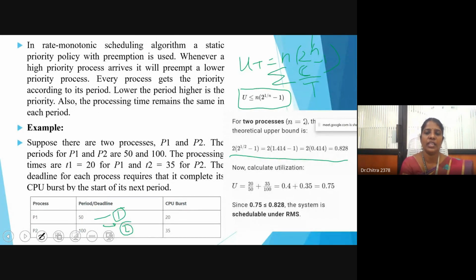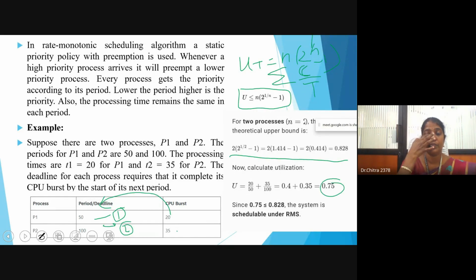Calculate this value. Here the summation is 20 by 50. 20 is C for the first process and T for the first process is 50. Hence, I have calculated 20 by 50 plus 35 by 100. If you calculate the value, you will get 0.75.